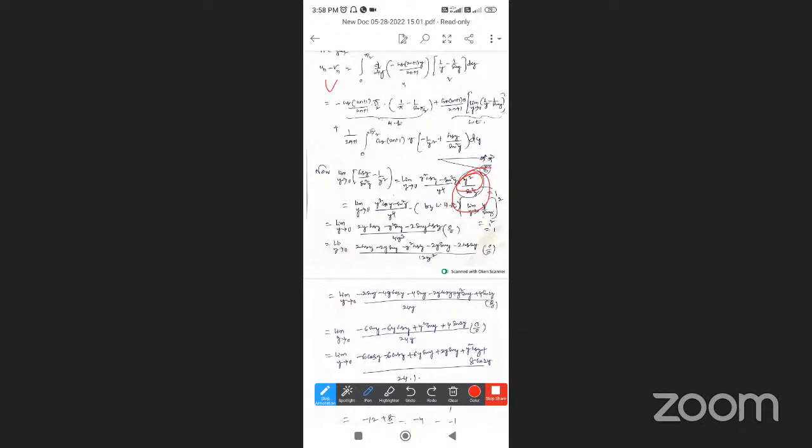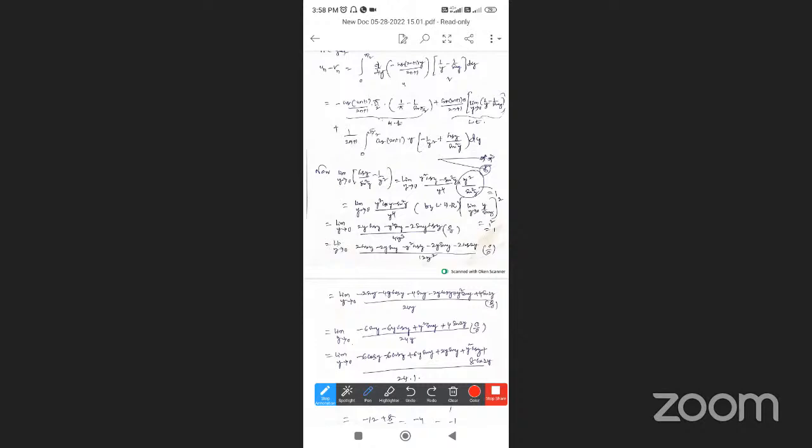So what does this mean? The limit as y tends to 0 of y^2/sin^2 y is always 1, because y/sin y tends to 1 as y tends to 0, and its square is 1. So this part is 1, and for the other part we can use L'Hospital's rule.